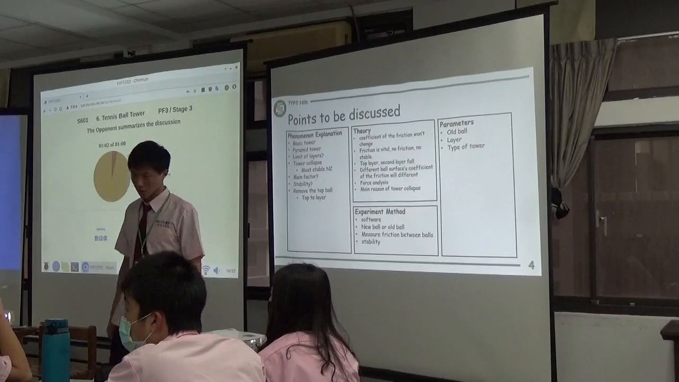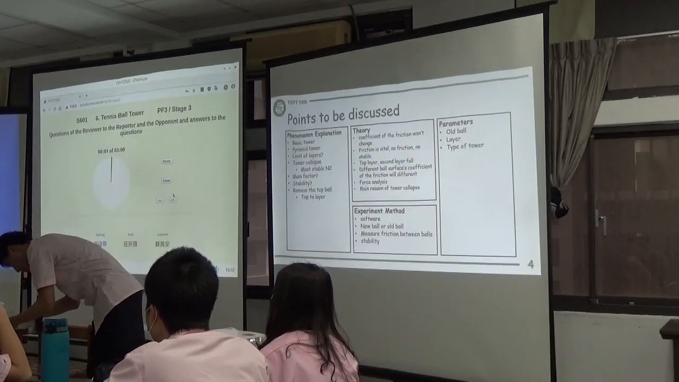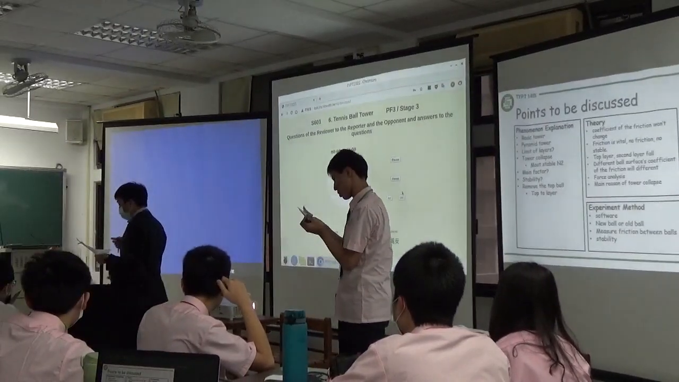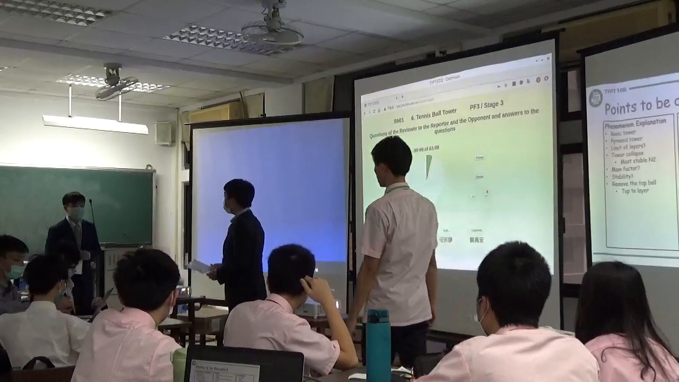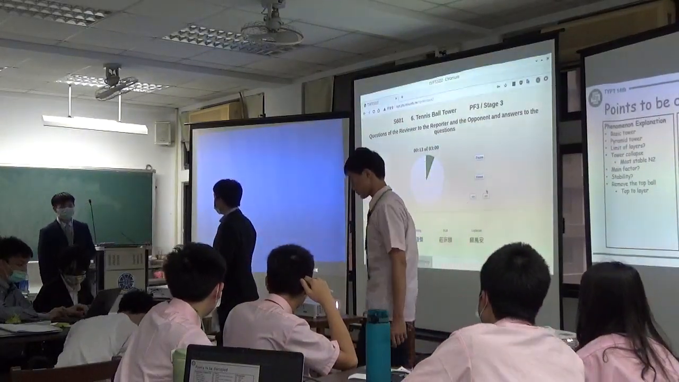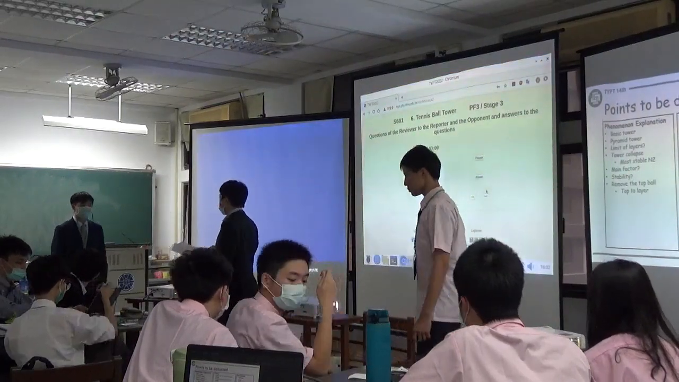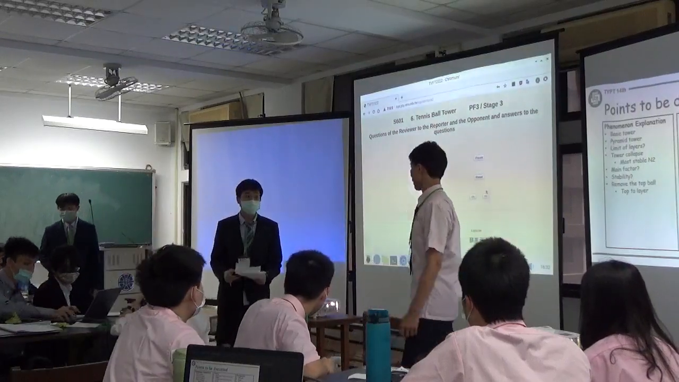Questions of the reviewer to the reporter and the opponent, and answers. First, to the reporter and opponent, I have a question for you. Since it is a tennis ball tower, do you think that the elastic properties of the tennis ball will affect the phenomenon? Yes or no? Yes. So you do think that it will affect the phenomenon, but you didn't show it. Now, for the opponent, what do you think? Yes, of course.